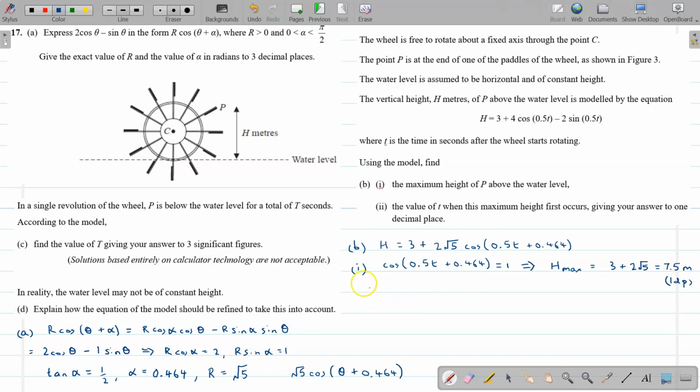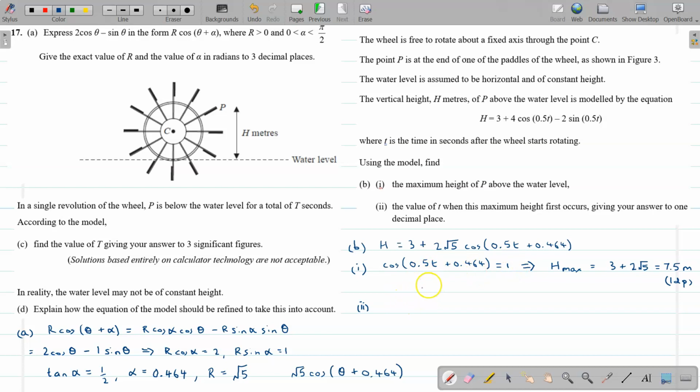So that's the first part. Now the second part is asking us about the time at which this occurs. So what we have to do is recognize, when does the cos of this equal 1? Well, it equals 1 right at 0, but it also next equals 1 when this is 2 pi.